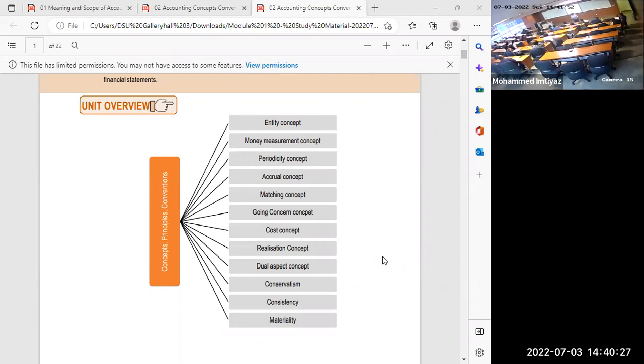Consistency. What is consistency in general? Stable. Yeah, consistency. If you follow some accounting principle, follow it for some number of years.